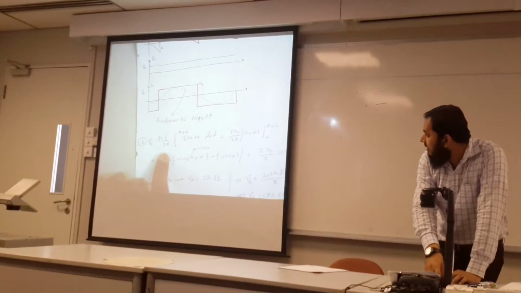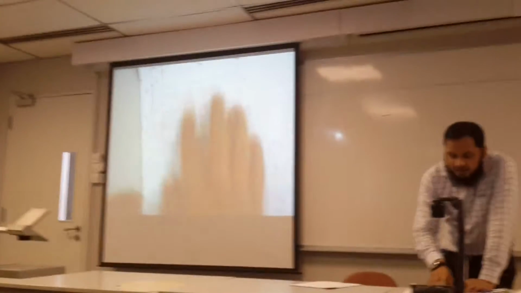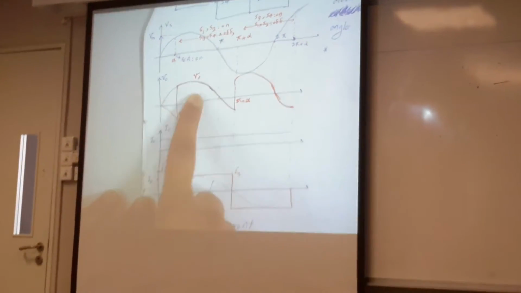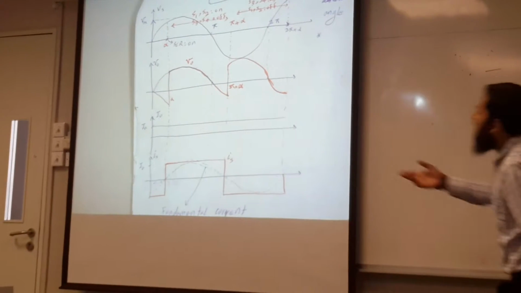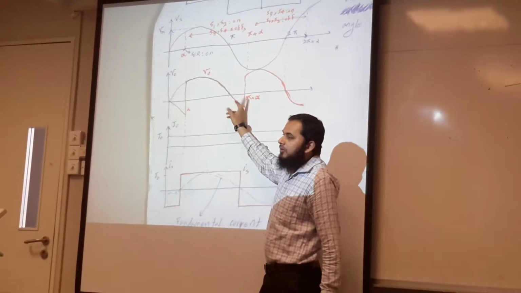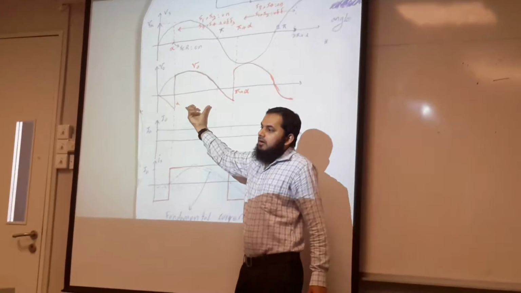VDC equals 2 upon 2 pi. It means we have to just take the average of this voltage. How to compute the average? We can take it from alpha to pi plus alpha, because the signal is repeating after that.